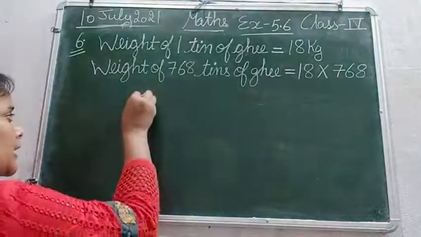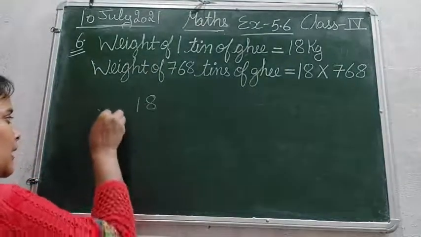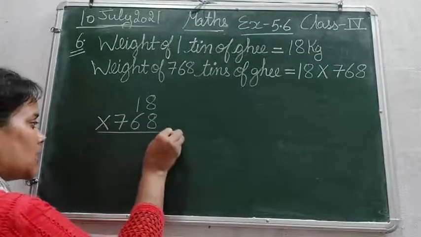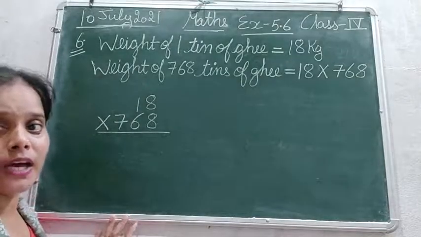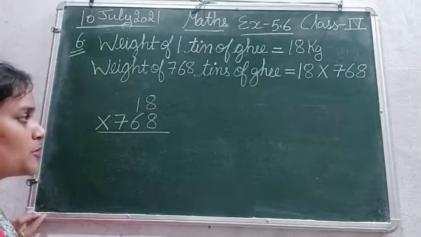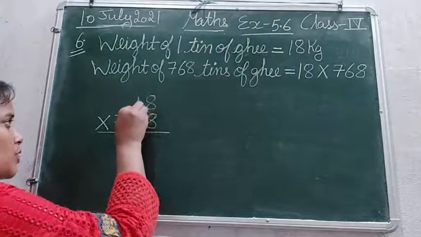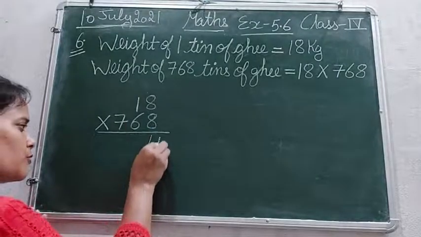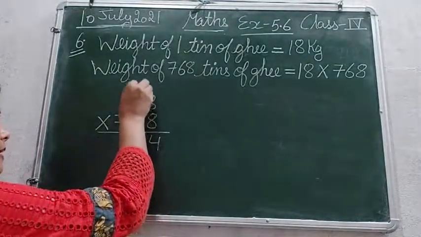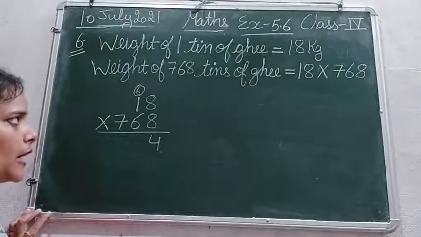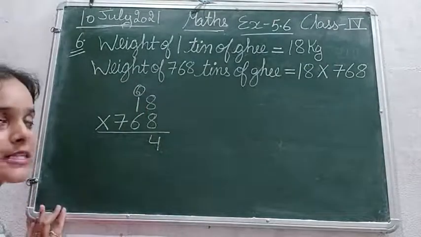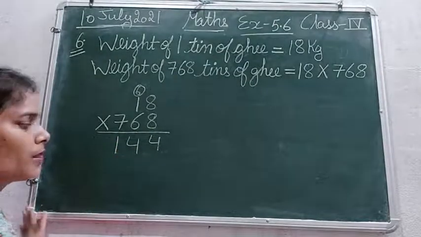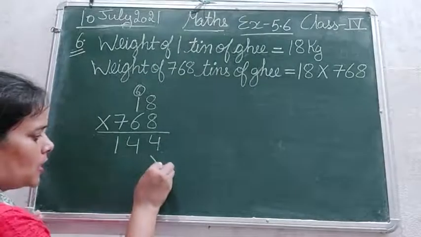ओके, 18 मल्टीप्लाई 768. 18 multiplied by 768. Okay, so let's multiply. So first of all we are going to multiply this 8 with 18. 8 8s are 64, 4, 6 will be carried above. 8 1s are 8 plus 6, that is 14. Okay, next let's put a cross here.